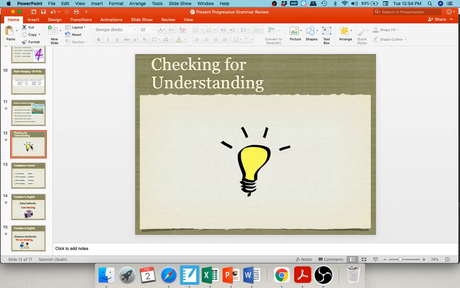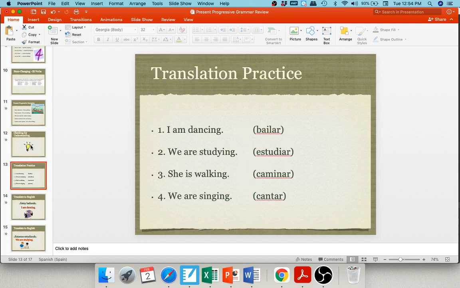So as always, I want to give you a little chance to check your own understanding here. So I've given you four sentences here in Spanish: I am dancing, we are studying, she is walking, and we are singing. And I've given you the verbs over there to the right in Spanish. I want you to take these sentences and translate them to Spanish. So for example, I'll do number one with you. It says, I am dancing.